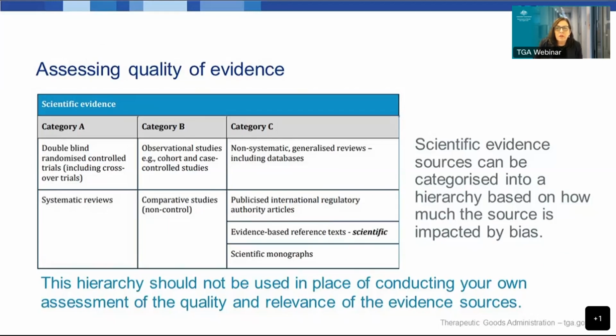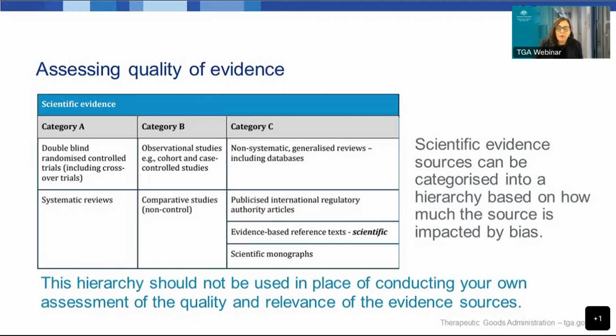Scientific evidence sources can be categorized into a hierarchy based on how much the source is impacted by bias. Each source of evidence should be assessed to determine if it is of sufficient quality. In this context, quality means how confident you can be that the therapeutic effect described in an evidence source is correct. While scientific evidence sources can be categorized into a hierarchy based on how much the source is impacted by bias, in contrast, traditional evidence sources do not have a hierarchy based on bias.